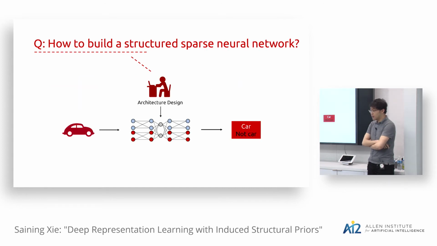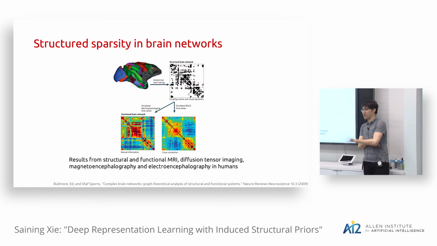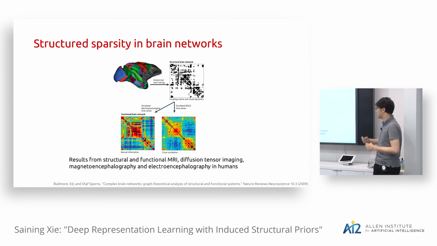The main focus of our work here is how we can build a structured sparse neural network. Why structured sparsity? My friends in neuroscience tell me this is probably the most influential paper in studying complex human brain networks in the recent decade. One of the most important observations there is that the connections in our human brain are in a small-world structure, which is actually structured sparse.